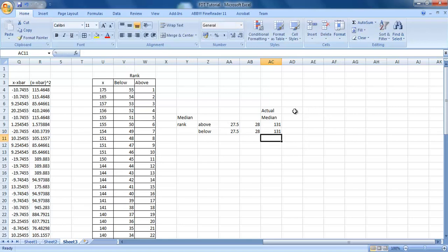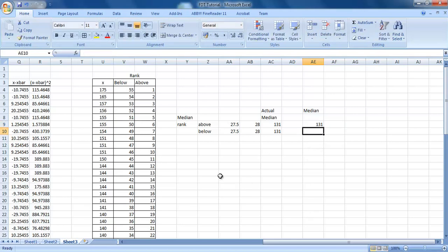So the median is the average of the median that you got by ranking the scores from above and the median that you got by ranking the scores from below. So you have 131 and 131, both 131. What is the average of that? It is equal to 131 plus 131 divided by 2.